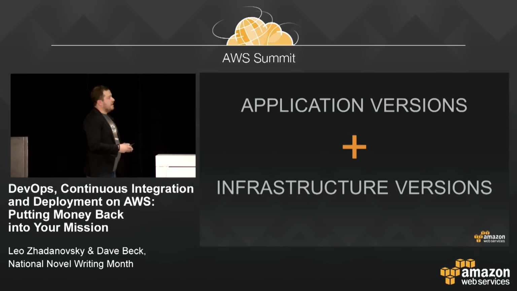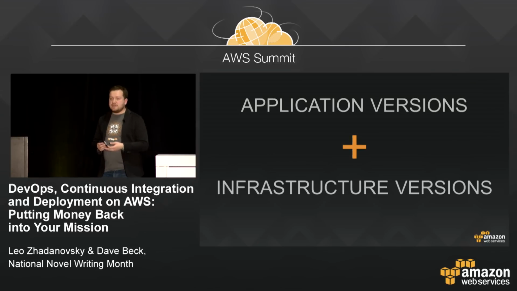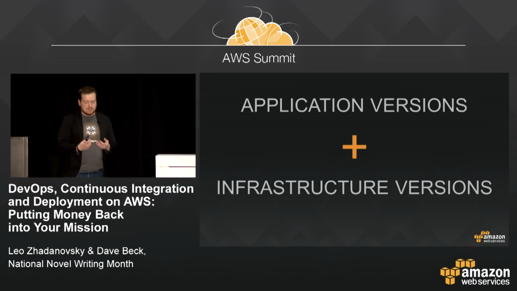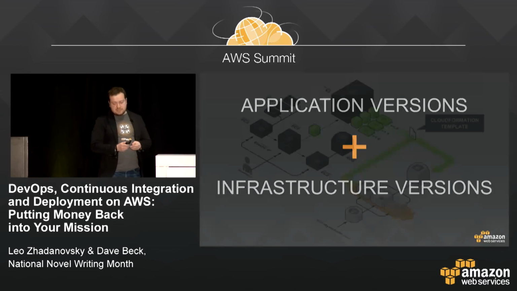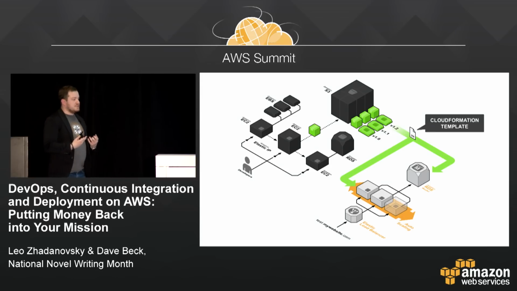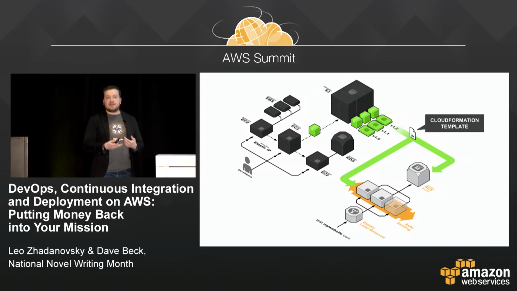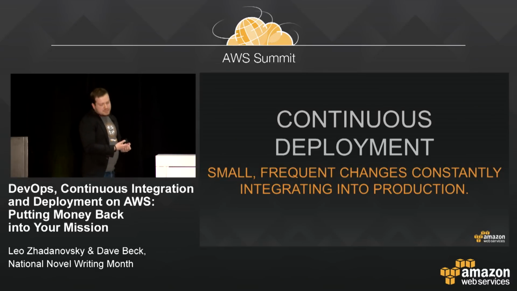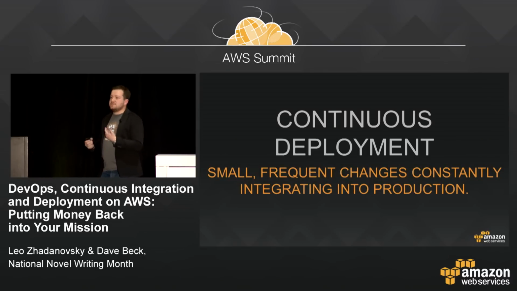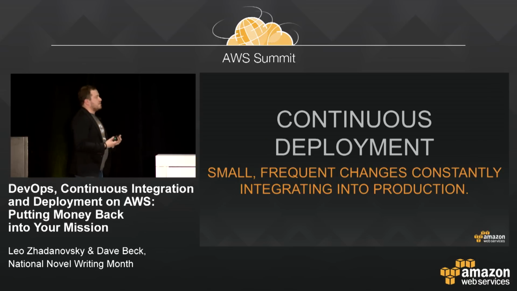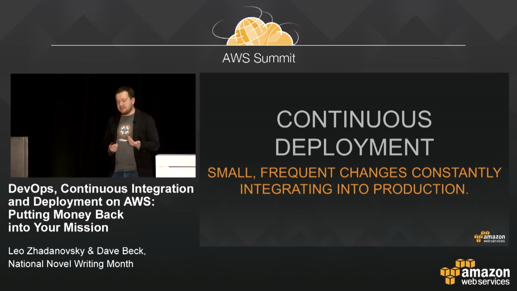Because of CloudFormation, you can now think of versions of not only your application, but versions of your actual infrastructure. You can store your CloudFormation template with your code, and you can have your continuous integration system. Every time you deploy, you're not only deploying your application, but you're spinning up a whole new version of your infrastructure, which is really, really powerful. This allows you to continuously deploy, which means, again, you're going to have small, frequent changes into your code, and this makes these changes a lot less scary.